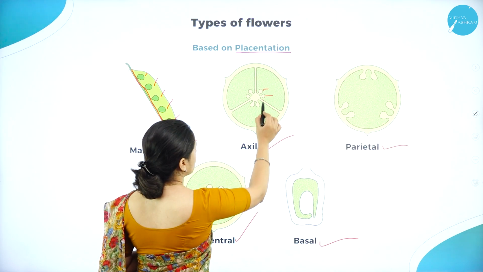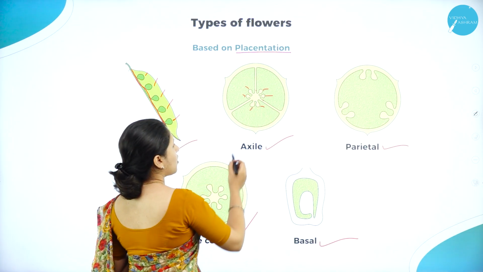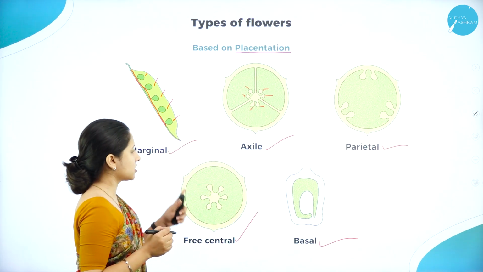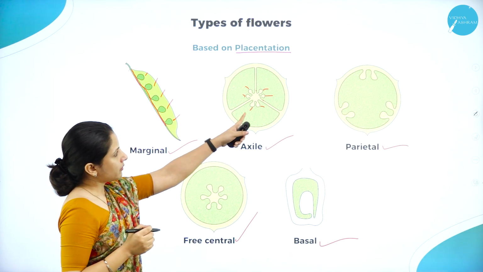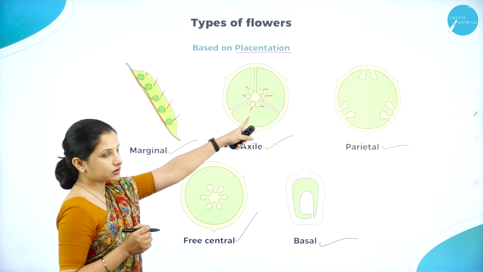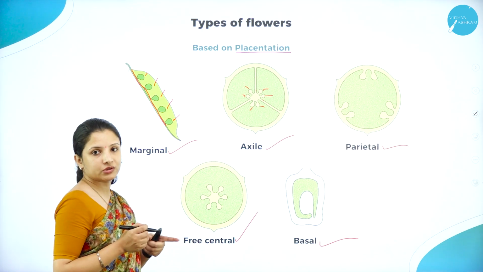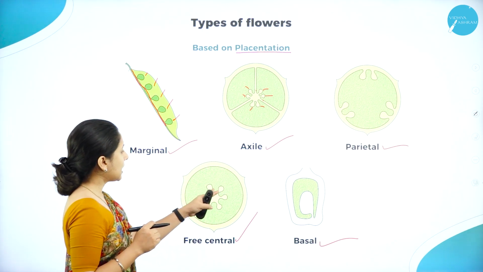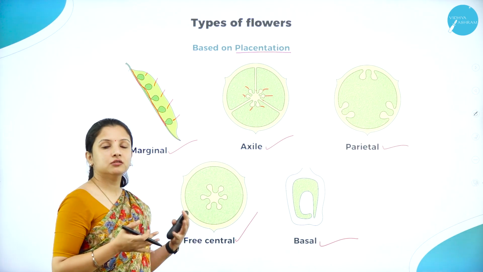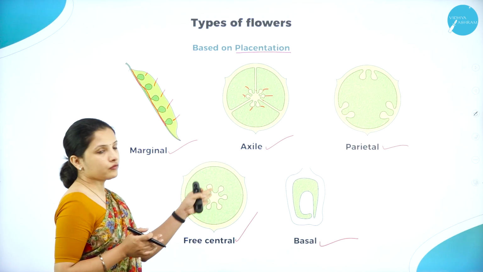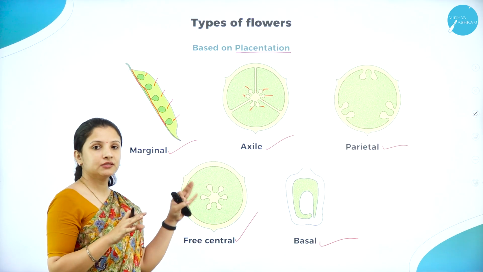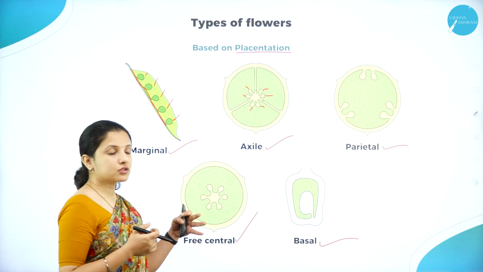So therefore these are the ovules. So they are called axial placentation. Now you can ask me, ma'am, why this is axial placentation and free central placentation, both are looking almost similar? No, there is a vast difference. In free central placentation, there is no locule at all. The ovules are located as it is in the center. There is no locules being present.